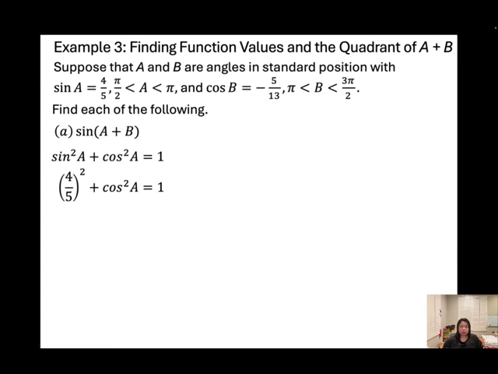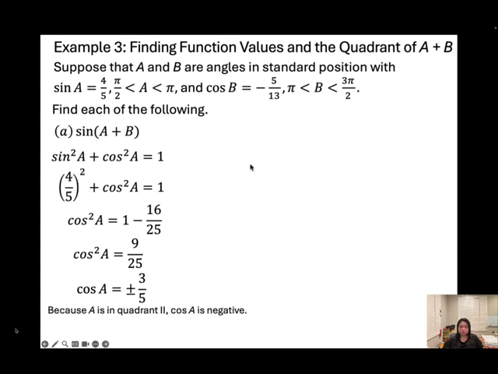So 4 over 5 squared will be 16 over 25. So get the same denominator, subtract it. You should get 9 over 25. And then we're going to take the square root of both sides. When you take the square root, you should have a plus or minus here. And since we are working with cosine A, cosine A in quadrant 2 is negative. So cosine A will be equal to negative 3 over 5.